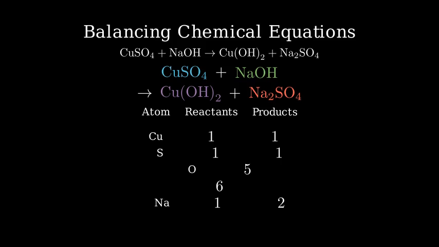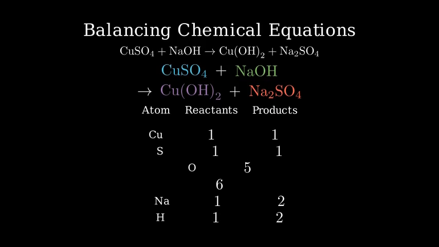For sodium, we have 1 on the reactant side, but 2 on the product side. And for hydrogen, we have 1 on the reactant side, but 2 on the product side. To balance this equation, we need to make the number of atoms equal on both sides.